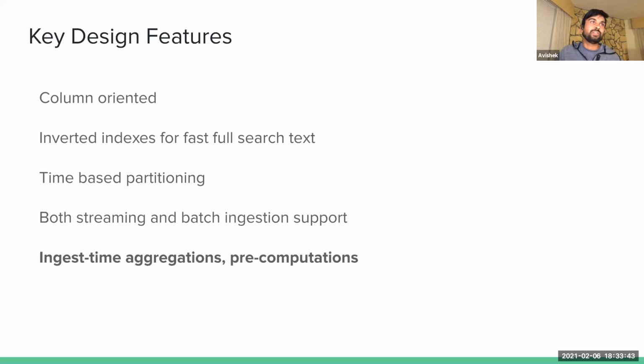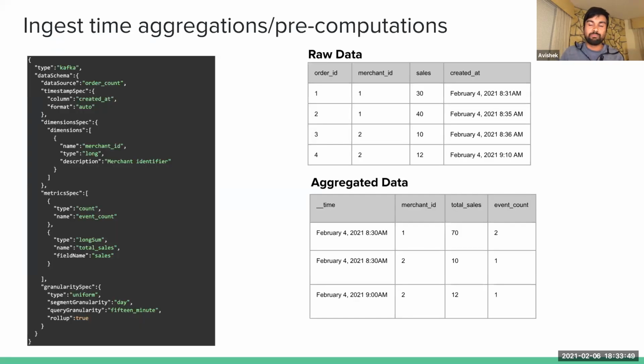Now let's go into ingest time aggregations and pre-computations. At ingest time, users have an ability to aggregate data or do some computations on the data as well, right? So, you were saying, is the segment granularity, the time chunk, configurable? Yes, it is configurable, and this is the attribute that controls it, segment granularity.